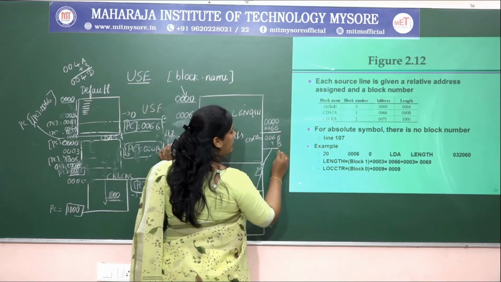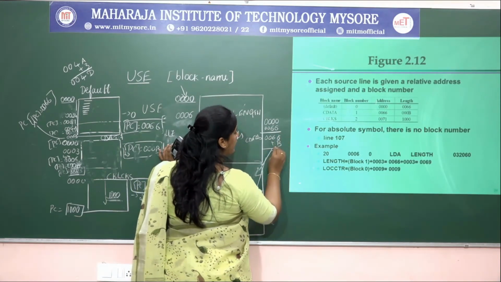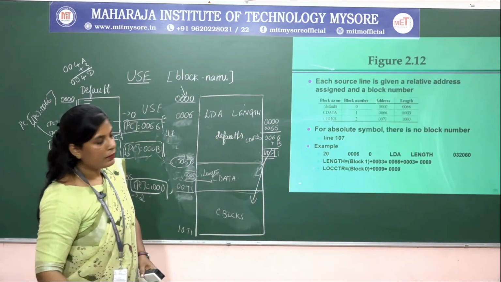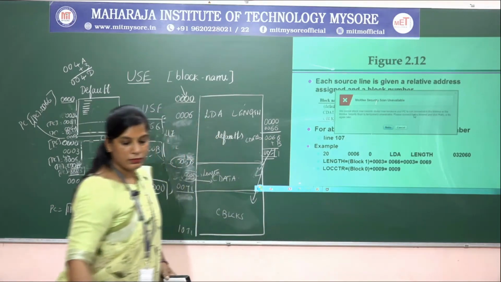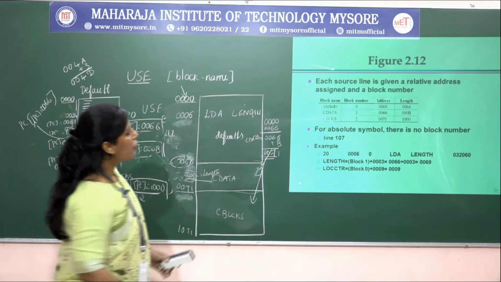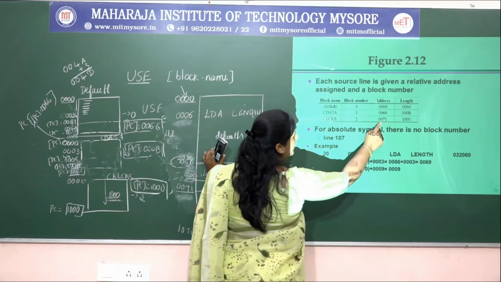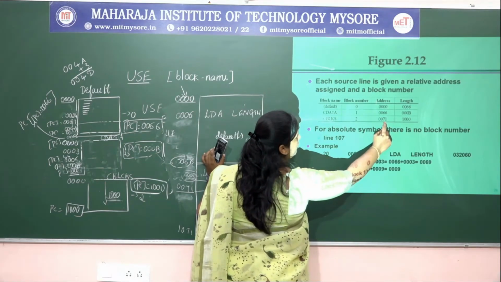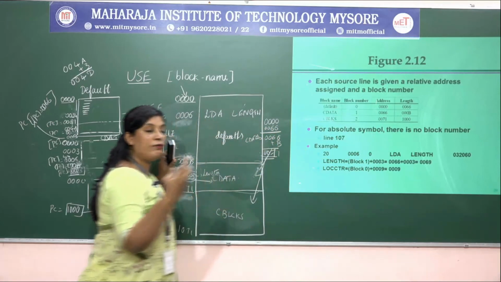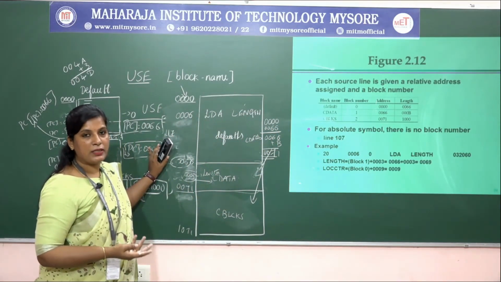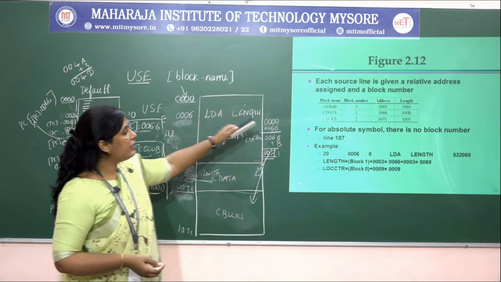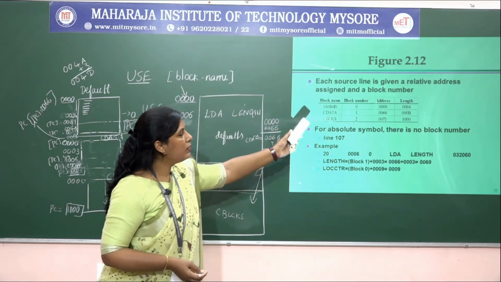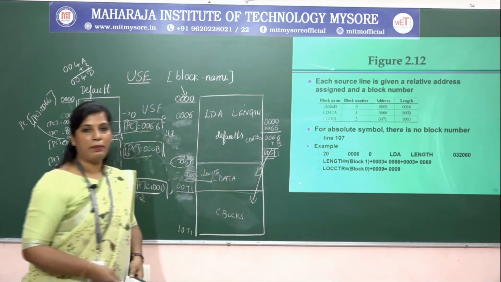B plus 3 is 11, so 7, so 0071. What is the starting address of the C blocks? When I add this to this, I get the starting address of that one. What is the length of the C blocks? It is 1000. So if I add 0071 plus 1000, then I get the starting address of some other block, if it is present like that. So along with the symbol table, it also saves the block name, block number, address and the length of that program.